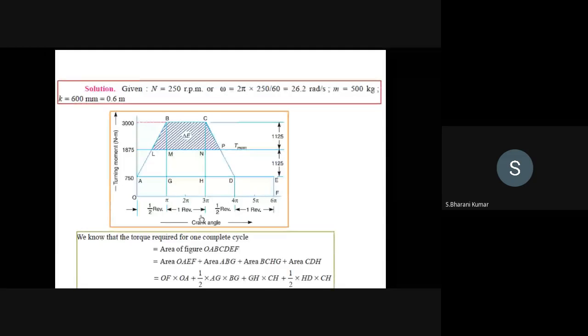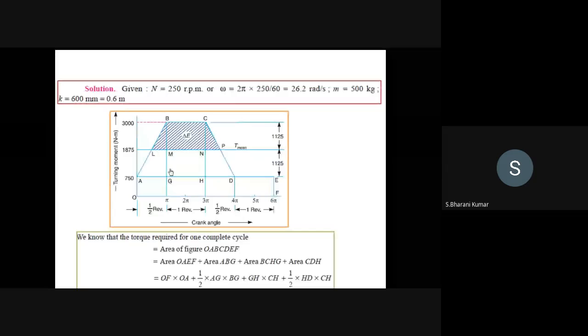Next we move on to the calculation part. You want to find out the total area of a complete cycle. Here in the figure, look here, O, A, B, C, D, E, and F. Up to this is the graphical area. You want to find out the total value of that torque, because it is given as a turning moment. We call it torque, the turning moment, drawn against crank angle. So you want to calculate the total area of this graphical representation.